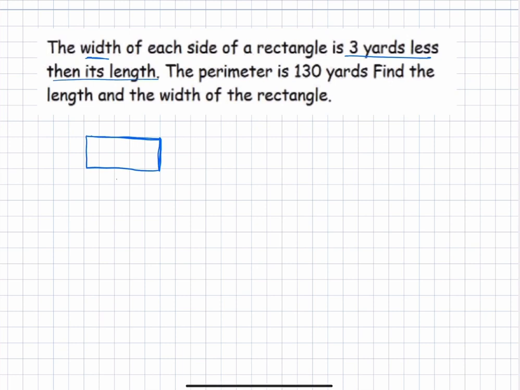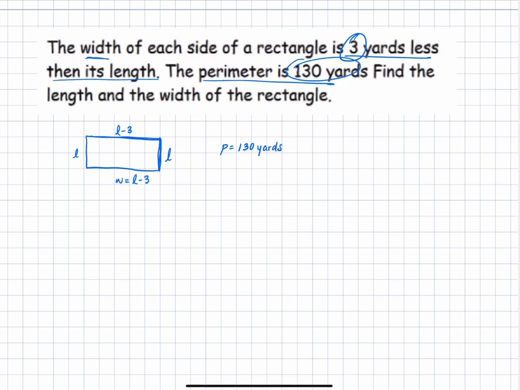So again, let's make this our width and our length. So the width is equal to the length minus 3, because it's 3 yards less than its length. So then this would mean that this is L minus 3 and this would be L. And we know the perimeter is 130 yards. So P equals 130 yards.